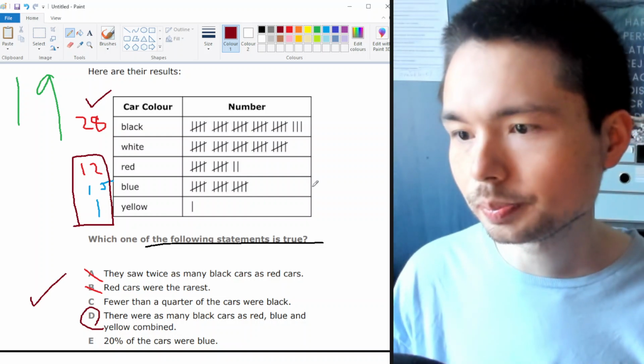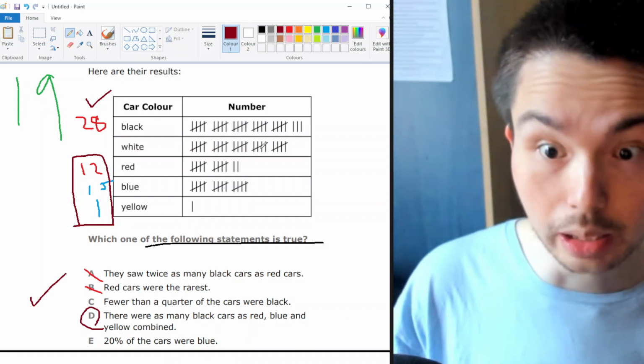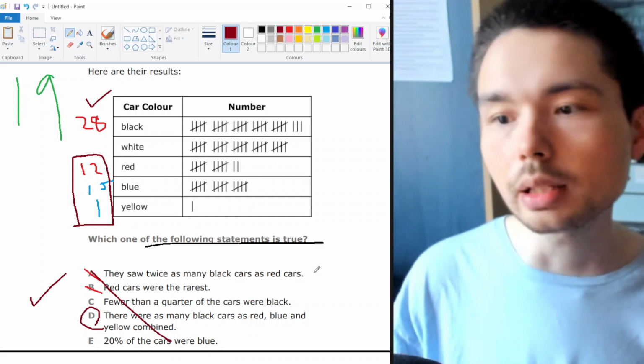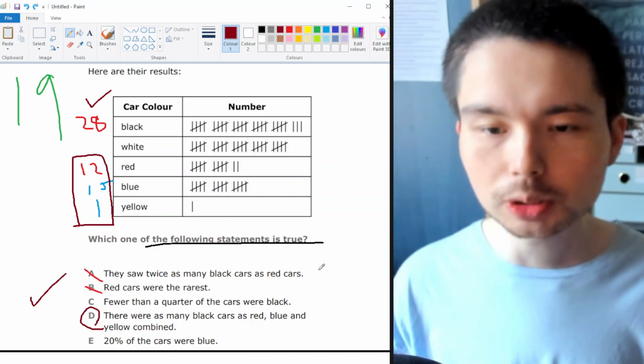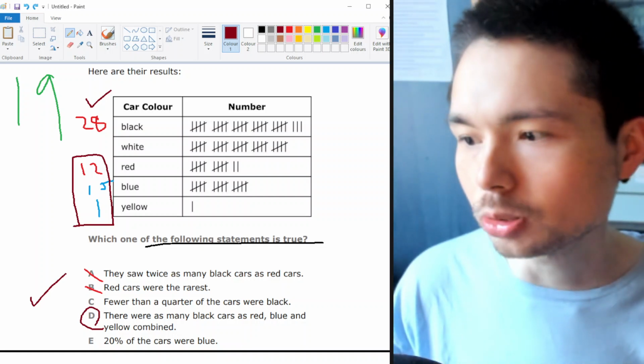Next question. Oh, why am I not going to waste time? Because it requires us to work out white. How cool is that? Looking at these options, looking at options A to E, Y is not even mentioned. So who cares about the total? Next question.